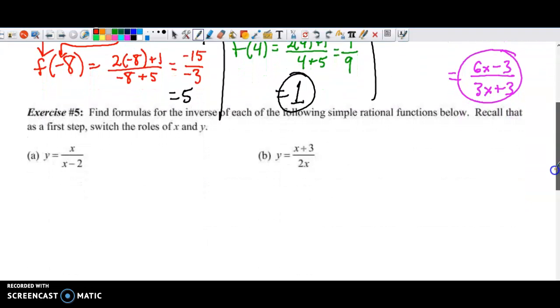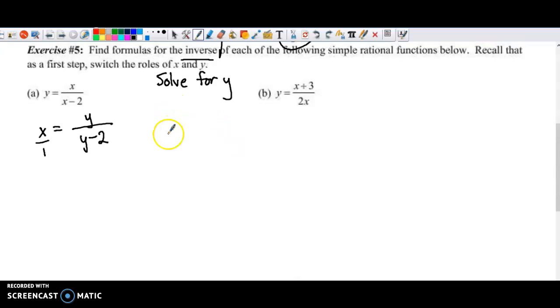This next one, what we're practicing is finding the inverse. And if you remember, the first step is switching x and y. So x equals y over y minus 2. What makes this more complicated is there are 2 y's, and we have to solve for y. So what I like to do is put that x over 1, because a lot of students are good at cross multiplication. That's right, cross multiply. Because it's not really divide at this point.